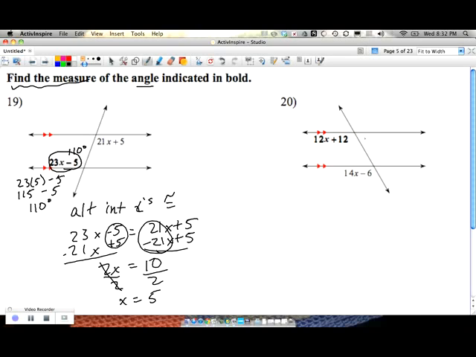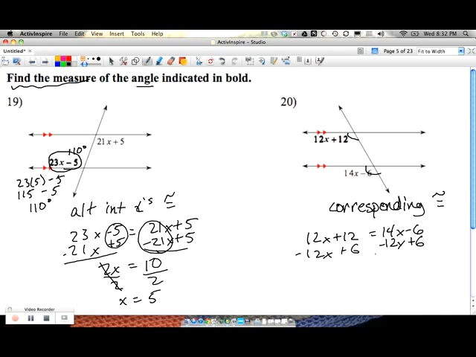Alright, let's take a look at these ones. It's going to be similar because if you look at these two angles here, these would be corresponding. And they're corresponding angles, so that means that they're going to be congruent or equal measures. So then 12x plus 12 equals 14x minus 6. Now I got to regroup the x's and the numbers, the constants. So I'm going to add 6 to both sides. I'm going to subtract 12x from both sides.